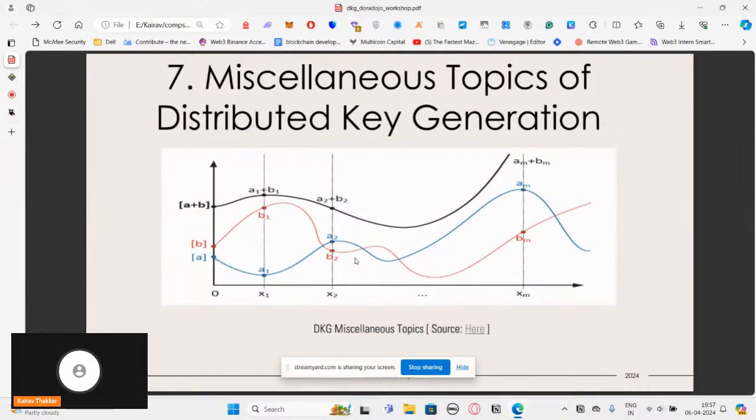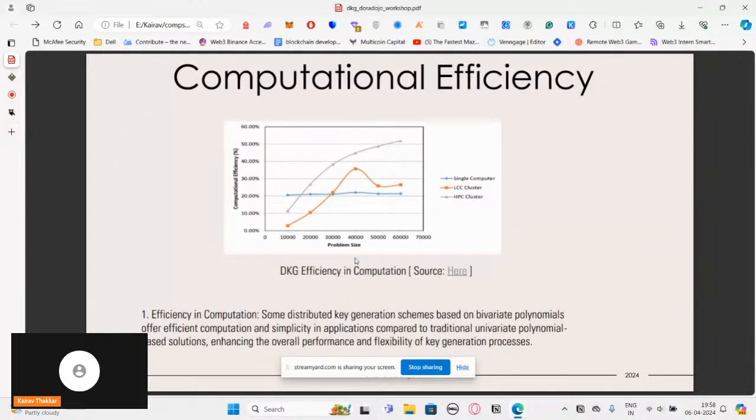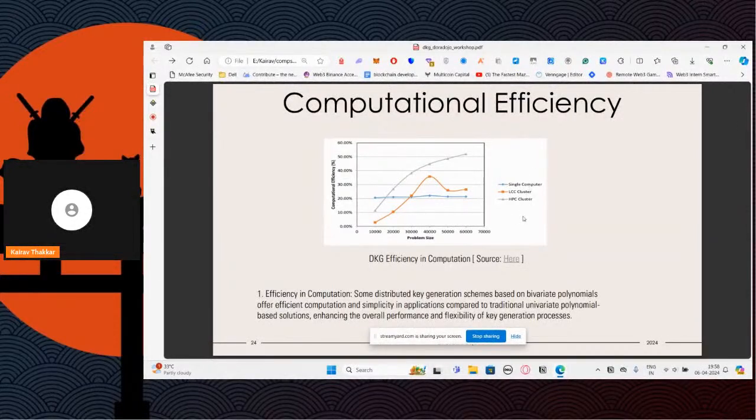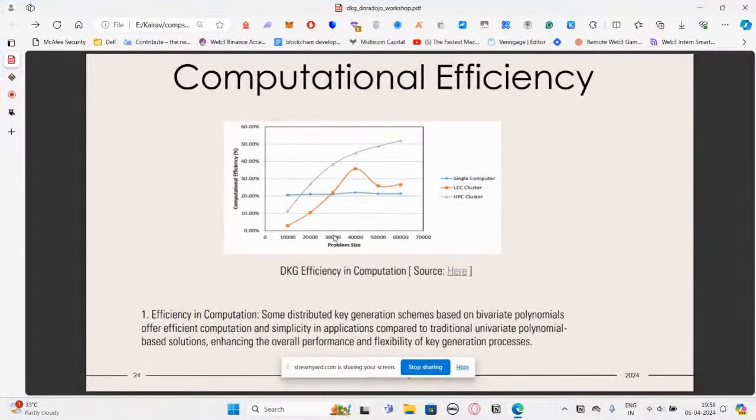Now, some miscellaneous topics of distributed key generation. Efficiency in computation. Here it's a simple graph with a high performance cluster and a single computer, and we are able to see how the computational efficiency grows with the problem size. Okay. So the performance of DKG on different computers and how we can improve the efficiency, that's something that we need to focus on.